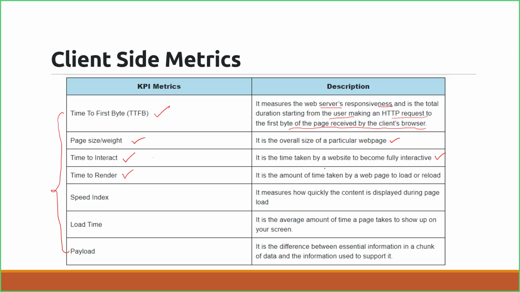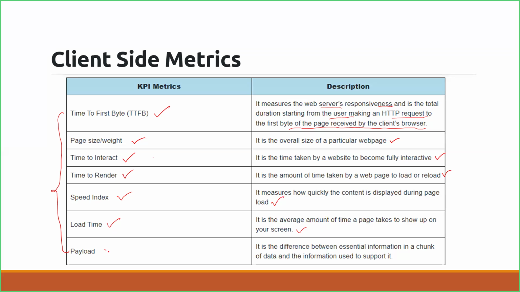Next is time to render. It is the time taken by a web page to load or reload. So how much time it takes to load or reload the page is your time to render. Next is the speed index. It measures how quickly the content is displayed during the page load, that is, how much time it takes to display the content within that page. The next one is the load time. It is the average amount of time taken by a page to show up on your screen.